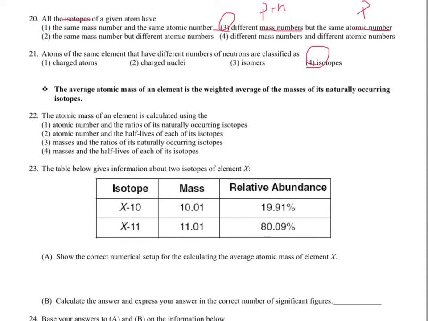Now, the average atomic mass is defined as the weighted average of the naturally occurring isotopes. And that is essentially the same thing as the masses and ratios of the naturally occurring isotopes. The word ratio here is a fraction, and a fraction can also be a percent.